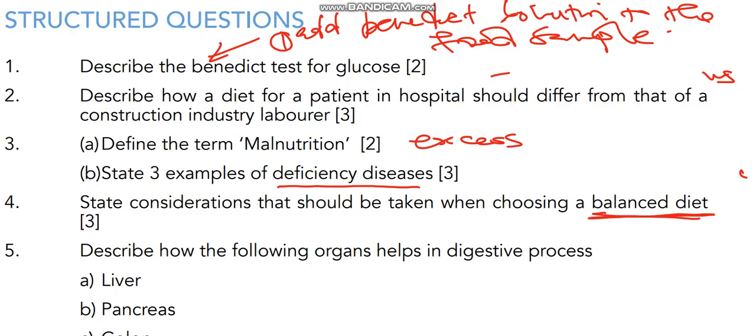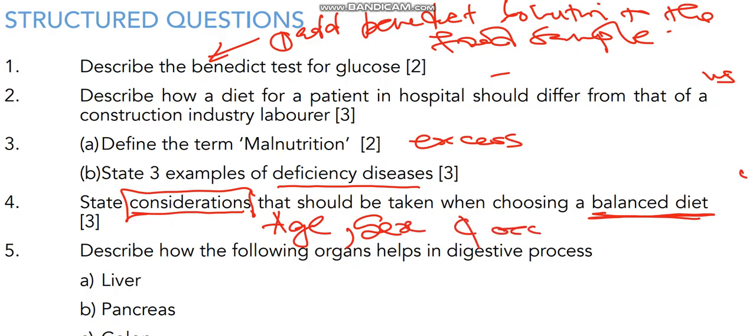So we must be careful when choosing the diet. There are things that we must consider when we are about to choose a diet. Number one, we must consider age. We must consider sex. We must also consider occupation. Like what we discovered in question number 2, the construction industry labourer needs a meal that is rich in carbohydrates because of the occupation.